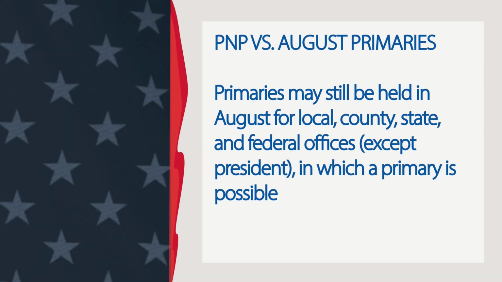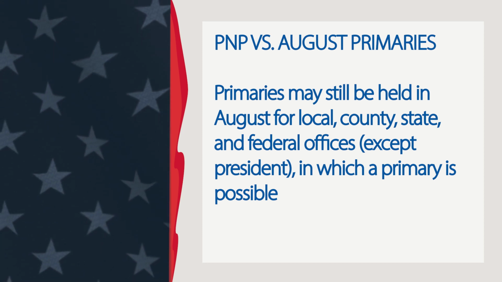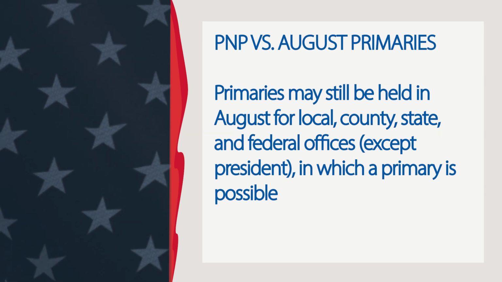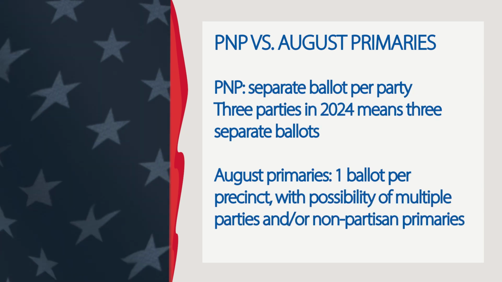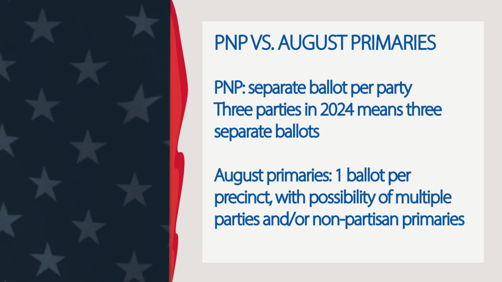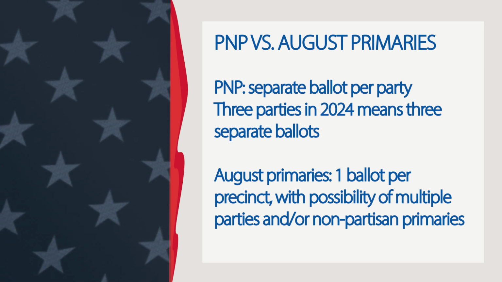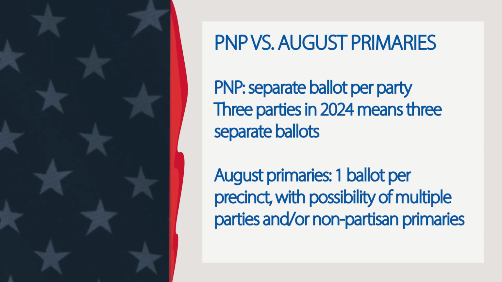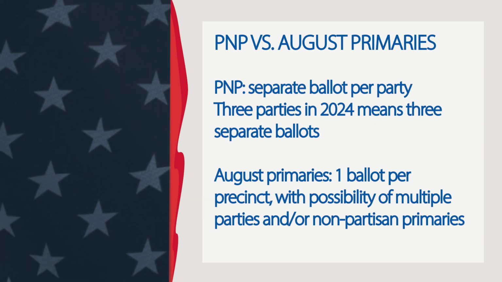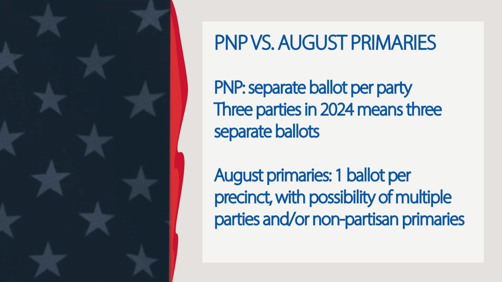A PNP is a partisan primary in which only presidential candidates are nominated, while August primaries may contain many partisan or local offices. In a PNP, voters provide their party selection in order to receive a specific ballot, that is, a separate ballot for each party. Whereas in state and local primaries, voters in each precinct will receive the same ballot, and they are instructed to only vote within one party throughout the ballot.